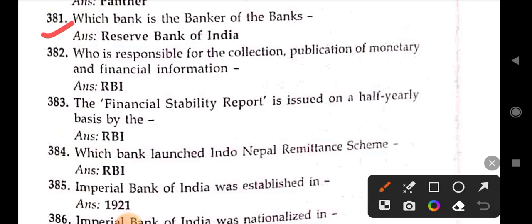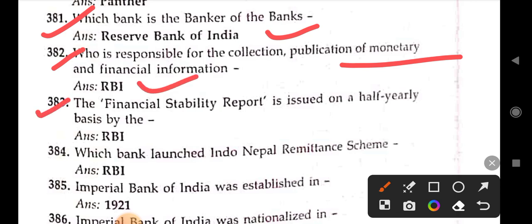Which bank is the bankers' bank? The Reserve Bank of India. Who is responsible for the collection and publication of monetary and financial information? RBI. The Financial Stability Report is issued on a half-yearly basis by the RBI.